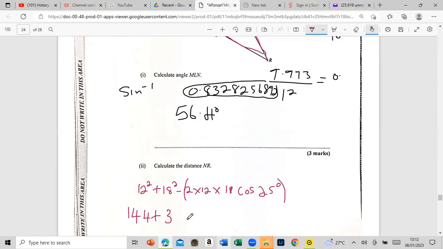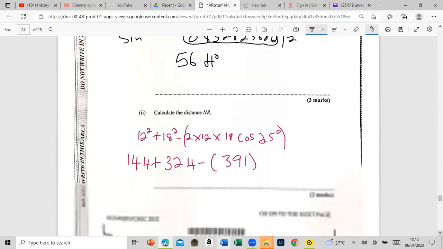324. All right, so I can work out all of this now. 2 times 12 is 24, times 18, and then cos 25. So 24 times 18 times cos 25, and the final answer is 391. So we have 391.